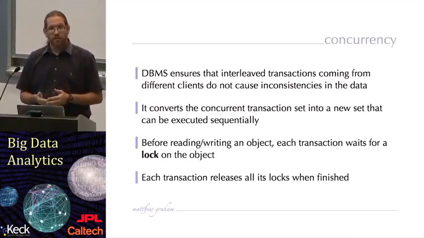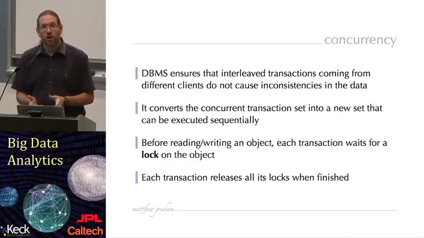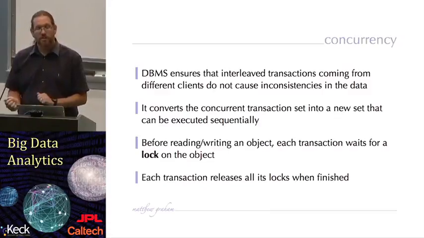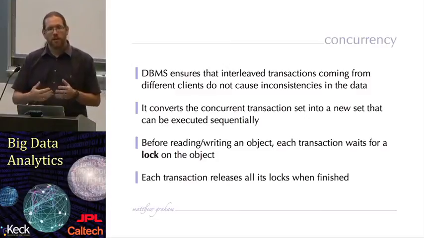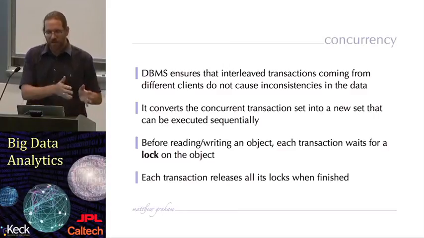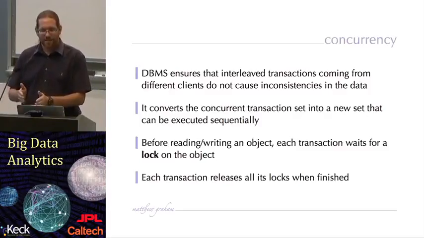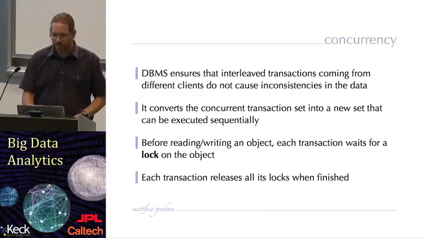One way that it can do this is that before reading or writing an object in the database, each transaction waits for a lock on the object, and when the transaction is finished, it releases all its locks. And in that way, a data value that it may be using can't be compromised by another transaction. You isolate the data that it may be working with. And since you're only having a set of logically meaningful sequence of transactions, that doesn't cause any inconsistencies.